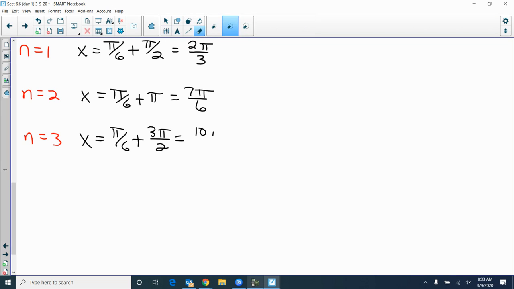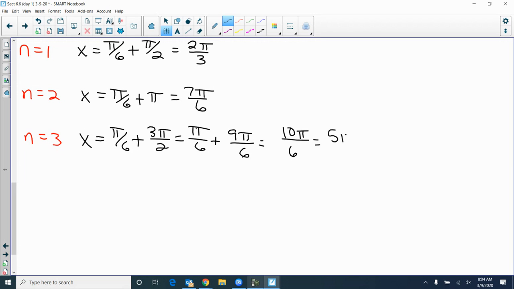Here, let me do something. Make this pi over 6 plus, that'll have a denominator of 6. 2 times 3, 3 times 3, 10 pi over 6, 5 pi over 3. And I'm going to do one more here because that's still underneath 2 pi, n equals 4.